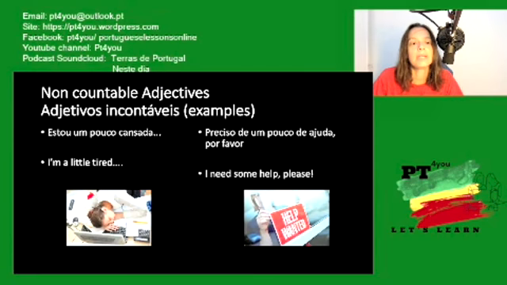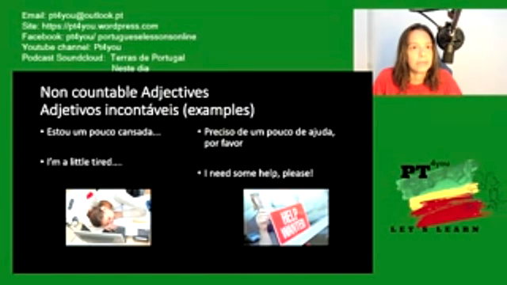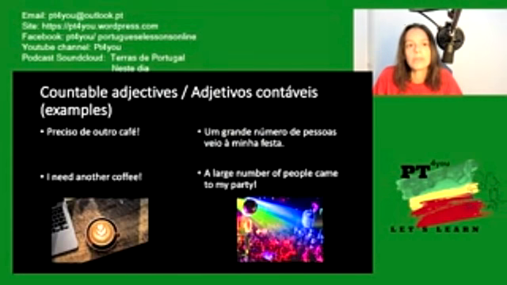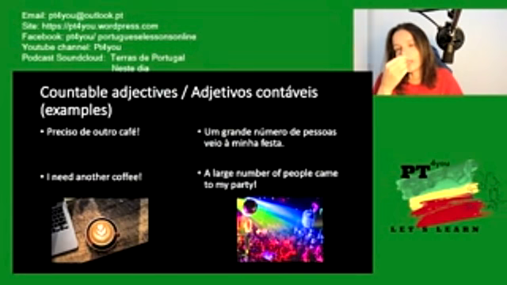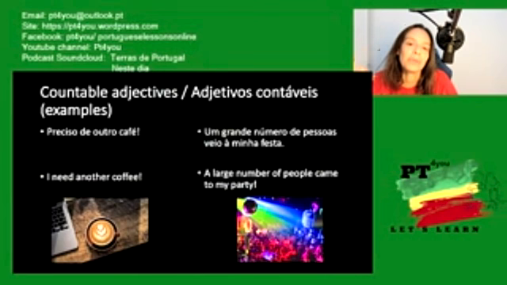And let's see some examples here, trying to help you. With the non-countable adjectives: Eu estou pouco cansada. Preciso de pouco de ajuda, por favor. Or, for the countables: Preciso de outro café. I don't know if you notice some theme regarding this. Preciso de outro café. Grande número de pessoas veio à minha festa. That would be very nice.